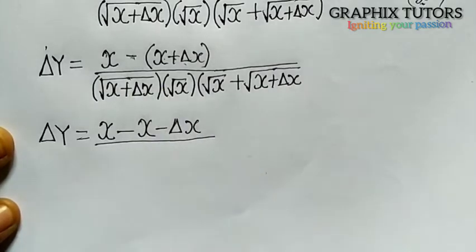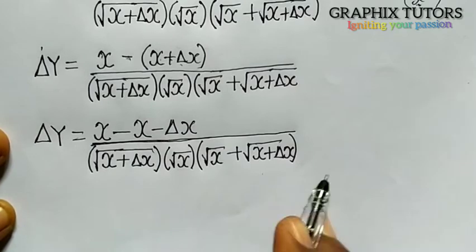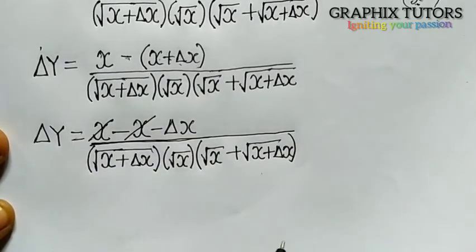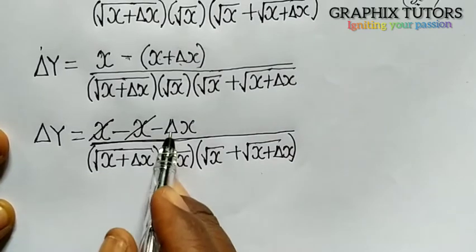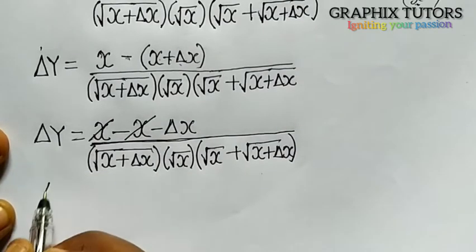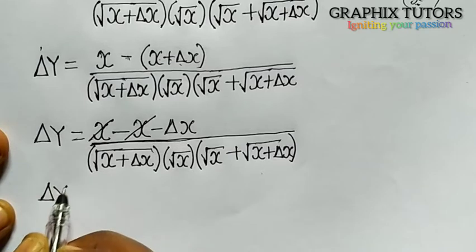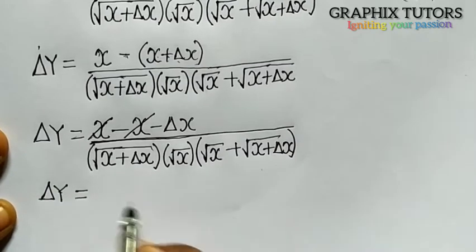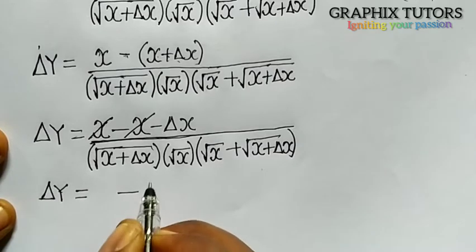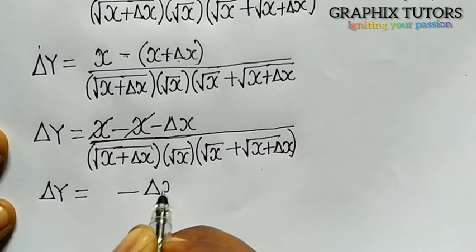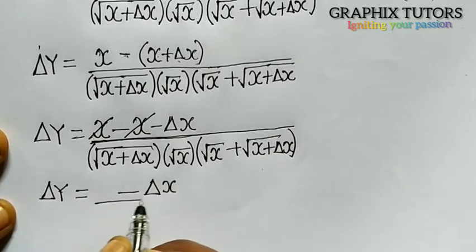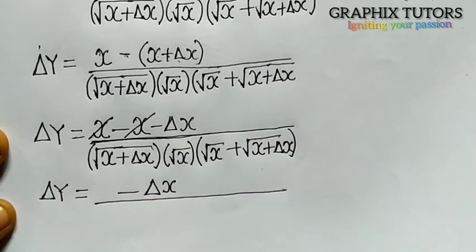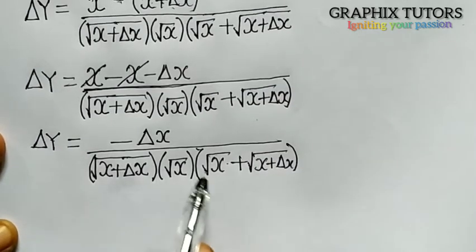whatever you have down here, which is this, right? So positive x will equate negative x, so we're left with negative delta x. So the delta y will now be equal to negative delta x all over all these guys under here, which is what you have, right?